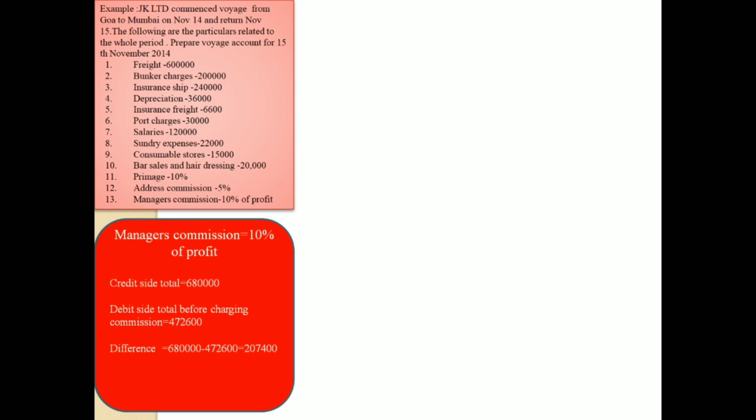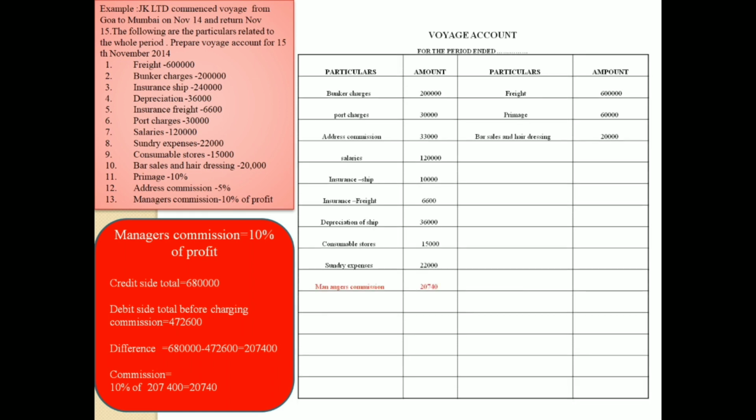You have to pay the commission for the managers. So commission is equal to 10% of 2,07,400. That is 20,740. That is the commission that you are going to pay the managers. So I'll show you how to post. Before calculating the actual profit, you have to calculate the commission and post on the debit side of the particular account as 20,740.